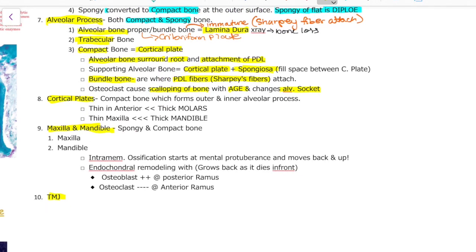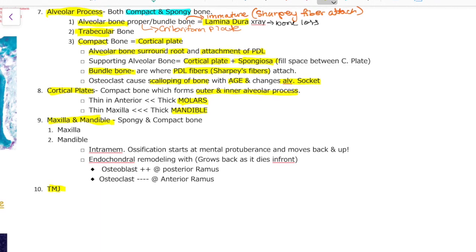Cortical plates are compact bone, which form the inner and outer alveolar process. So if we talk about cortical plates, they are the thickest in the back in the molar region and thickest in the mandible. Your mandibular molars, the cortical plate is the thickest.